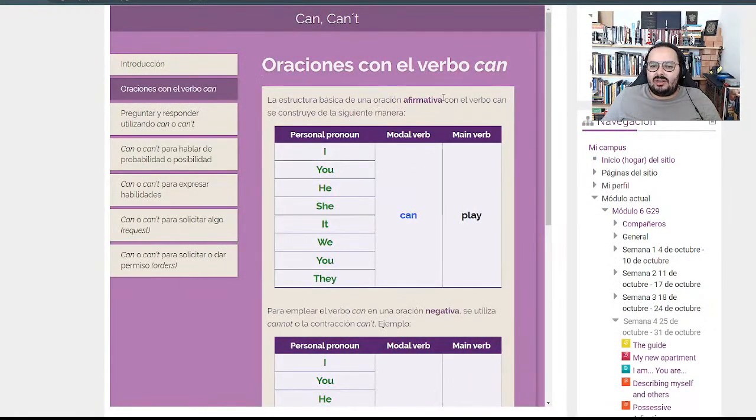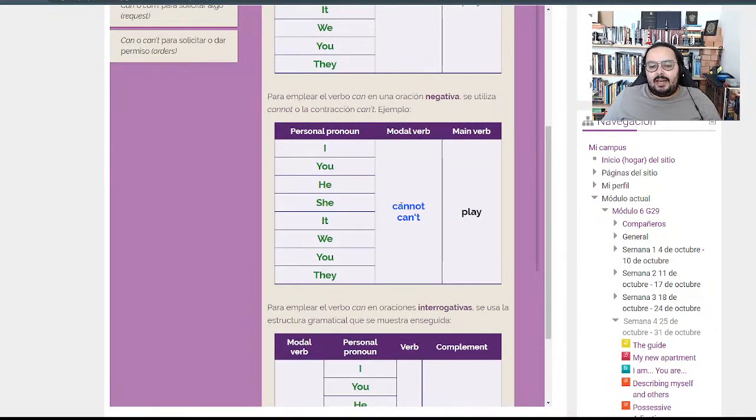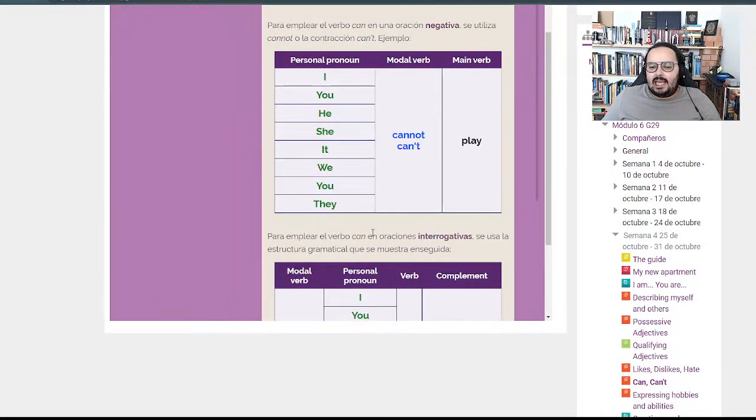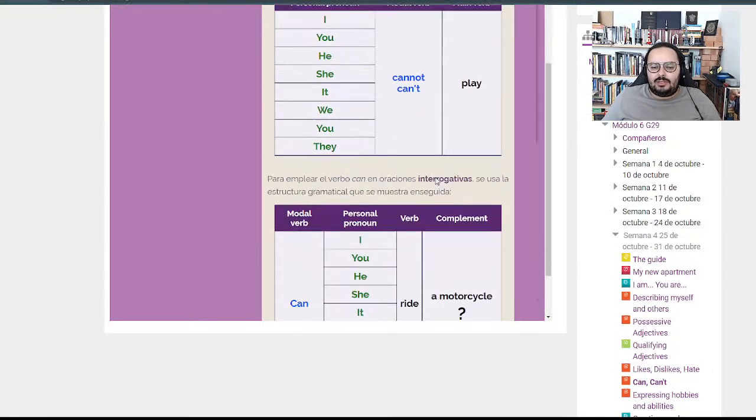La estructura básica de una oración afirmativa con el verbo can se construye de la siguiente manera: personal pronoun o sujeto, modal verb can y el verbo principal, por ejemplo aquí, play. I can play. Cuando es negativa, cannot or can't. Both are correct. And when is an interrogative form, empezamos con el verbo modal, can, plus subject, plus verb, plus complement. Can you ride a motorcycle? Can we ride a motorcycle? And that's it. Those are the structures.